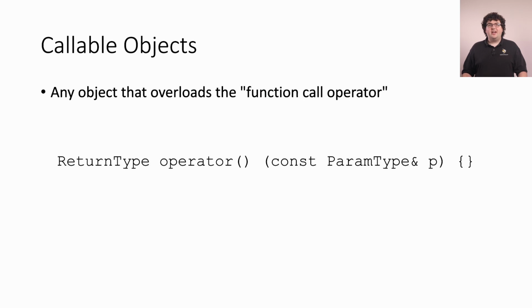Note that the parentheses in the operator function name are different from the parentheses used to mark out the parameter list. Any object whose class defines this operator can be called as if that object were a function. Let's take a look at an example.